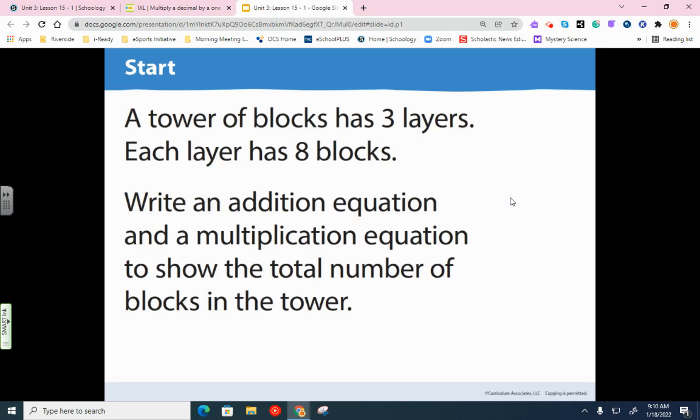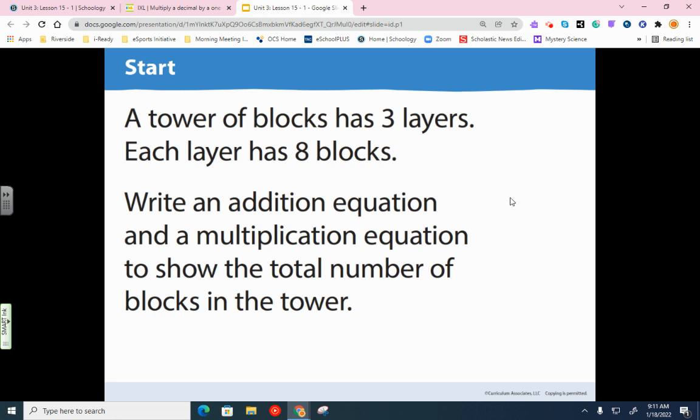So we have a tower of blocks. So just picture a bunch of blocks stacked on top of each other, and there's 3 layers to it. And each of those layers has 8 blocks. Write an addition equation and a multiplication equation to show the total number of blocks in a tower.